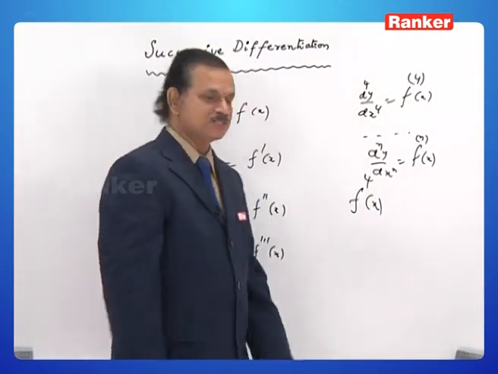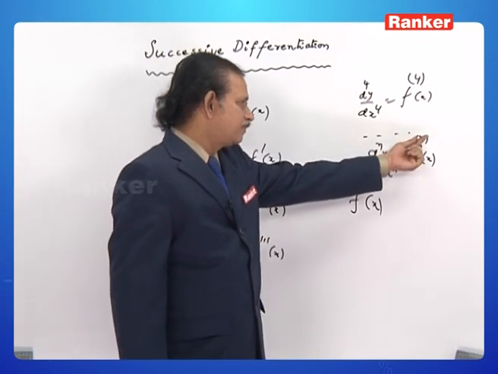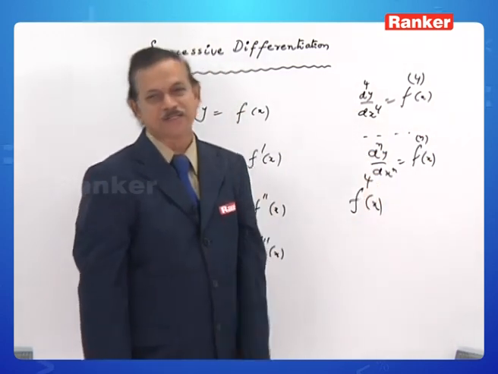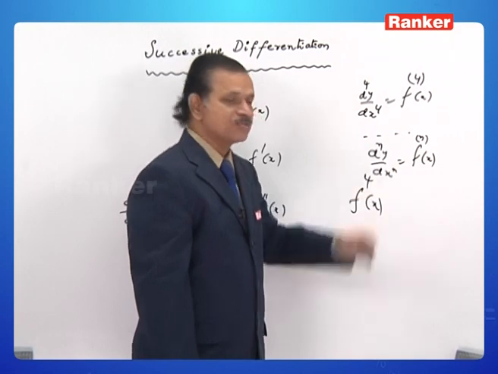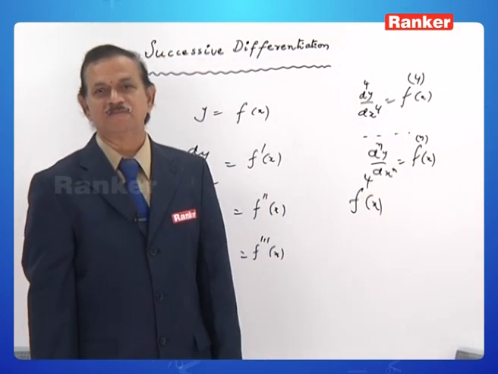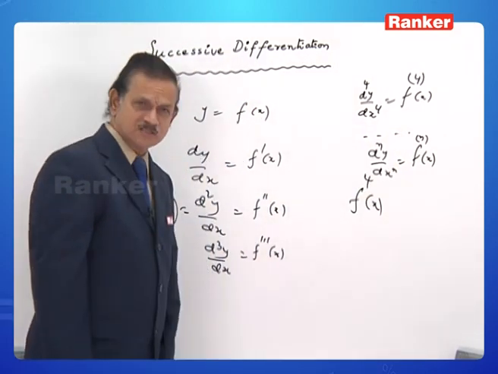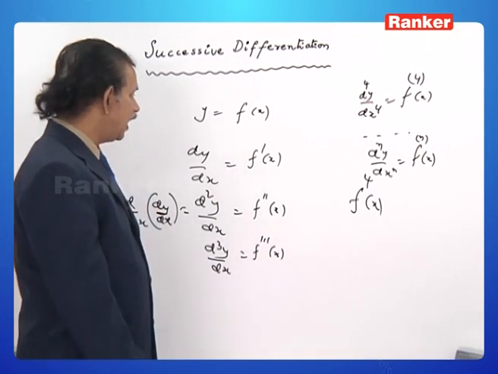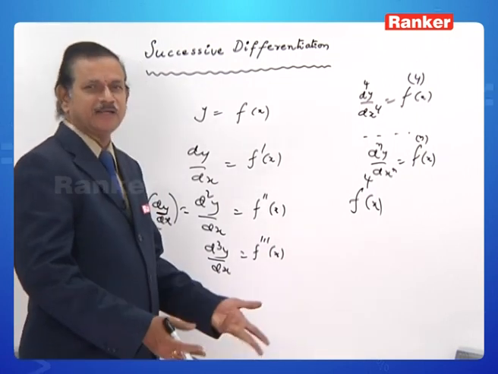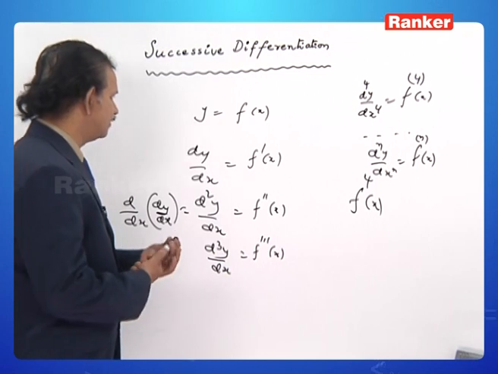My dear friends, this is a must: represent this within small brackets. Then only we mean it to be the nth derivative of f of x. Well, this is a theoretical part only, in particular, the symbolic part only. There are some more symbols.